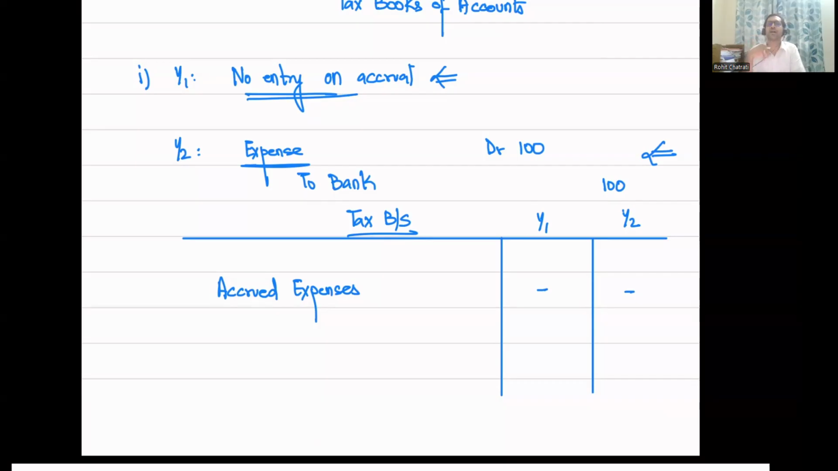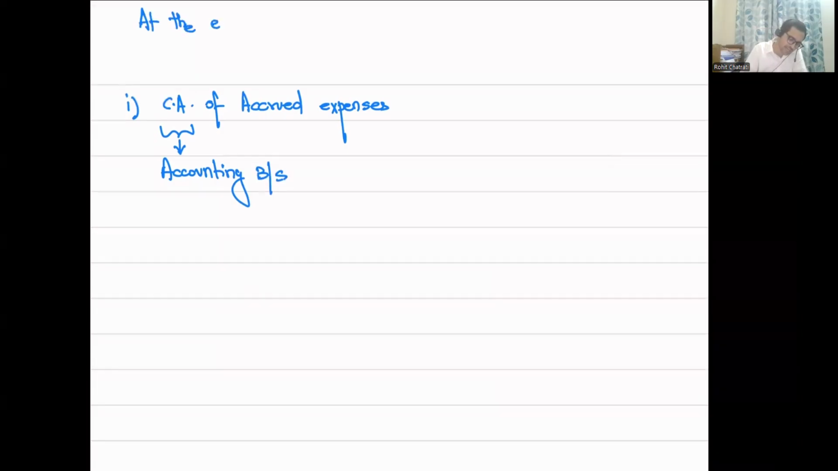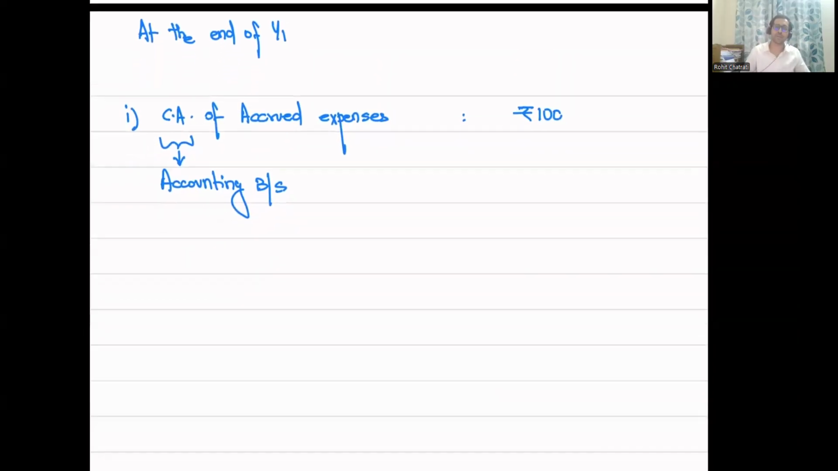Now let's start the 5 steps approach that we have under Ind AS 12. If you recall, the first step is to plot the carrying amount of accrued expenses. When we say carrying amount, we have to look at the accounting balance sheet. As at the end of year one, accrued expenses had a carrying amount of rupees 100 as per the accounting balance sheet.